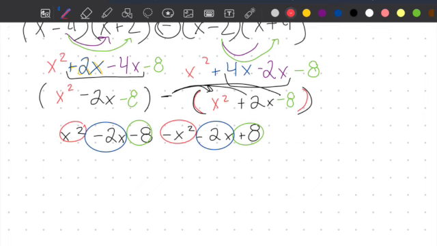So x squared minus x squared, well, that cancels each other out. So there will be no x squared. Then I'm going to have negative 2x minus 2x. That's negative 4x. And then negative 8 plus 8, well, that cancels each other out. So my final answer is just negative 4x. So on our handout, that's just A. Does that make sense?